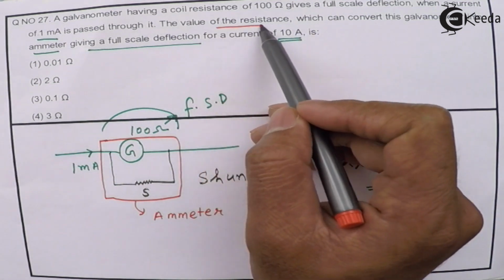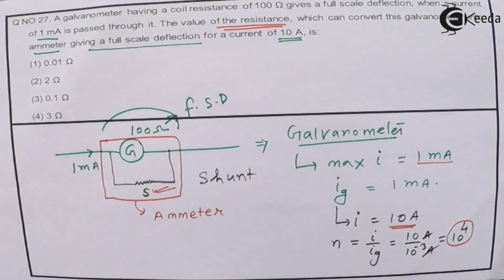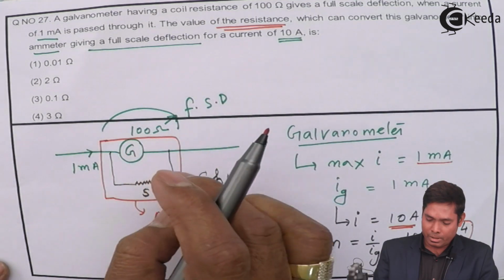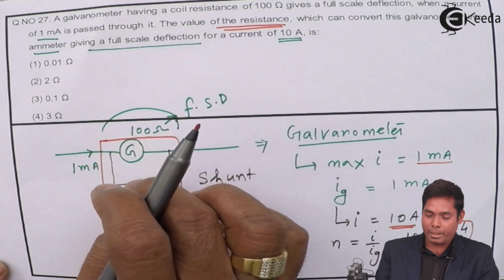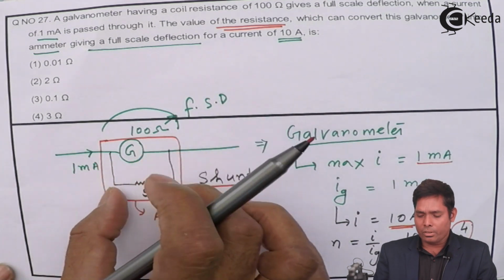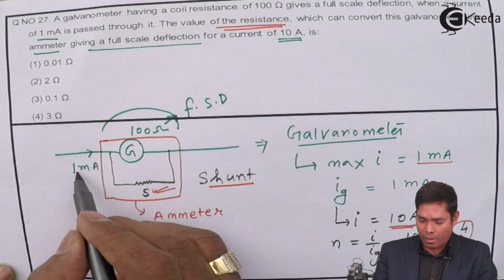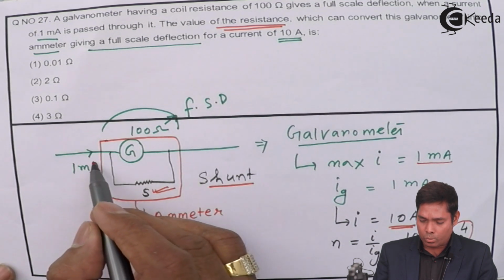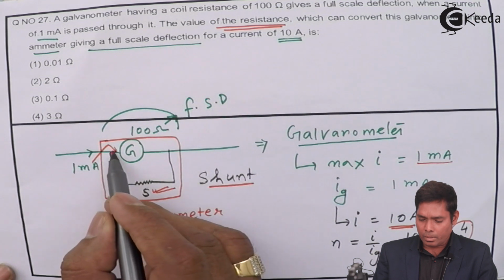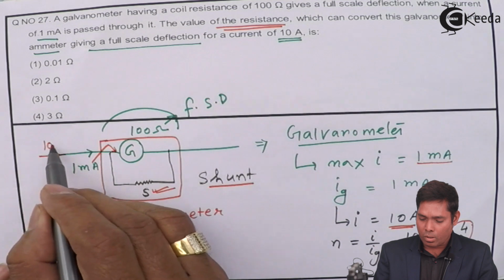The value of resistance, that is the value of S, is asked, which can do this. So we know very well that in case of a galvanometer, the shunt is a parallel connection, so the potential difference will be the same. Now in this case, only 1 milliampere has to pass through the galvanometer, but the main current that we want now is 10 amps. 10 amps has to come from here.